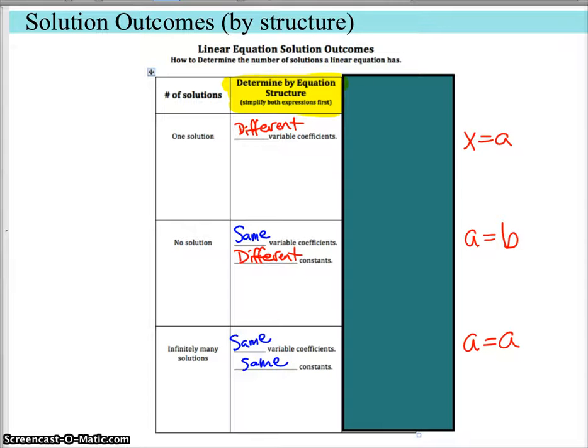And just remember, these clues are when both expressions of the equation are simplified. So make sure you always are looking at two simplified expressions. Okay? Otherwise, these clues don't work. You have to be looking at the simplified expressions. Okay.